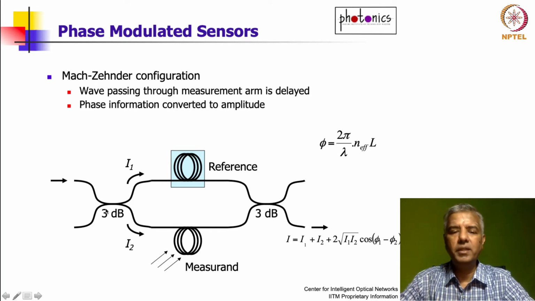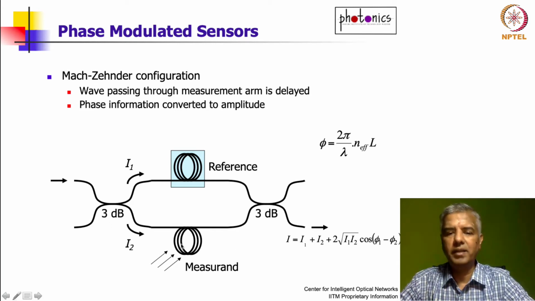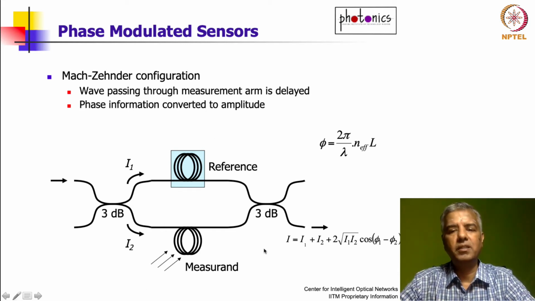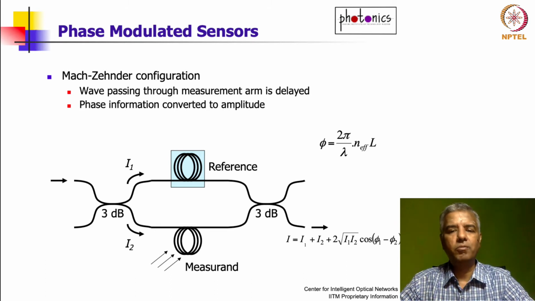So what you need to do is convert any phase change here into a corresponding intensity change, and that's why this entire setup, which is called a Mach-Zehnder configuration, is very important. It's essentially an interferometer. So what does an interferometer do? It converts phase changes into intensity changes so that you can pick them up with regular optical receivers.